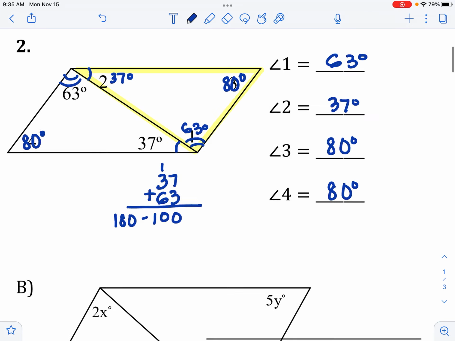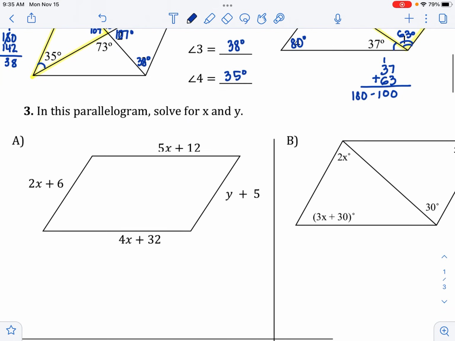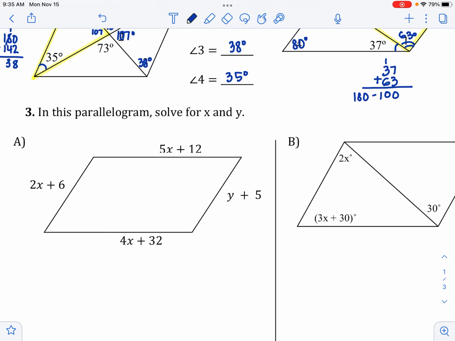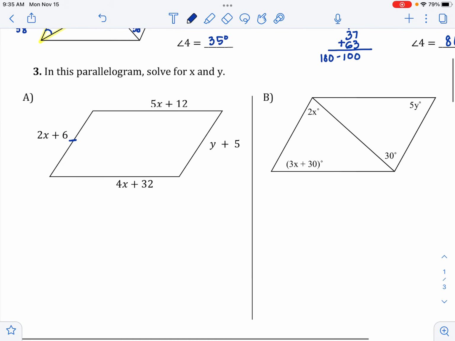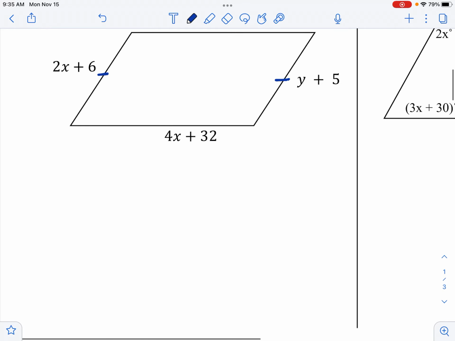Okay. All right, let's move on to the next problem. So it says, in this parallelogram, solve for x and y. So I know opposite sides are congruent in a parallelogram. So I look at that equation, and that's 2x plus 6 is equal to y plus 5. I'll write it down. 2x plus 6 is equal to y plus 5.